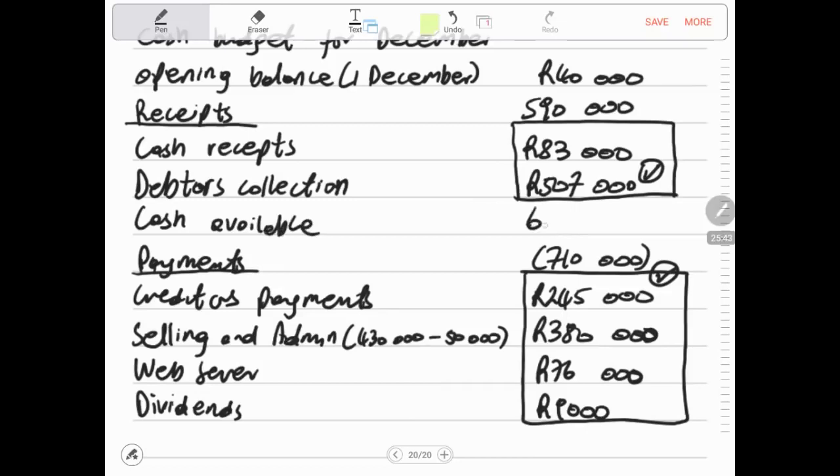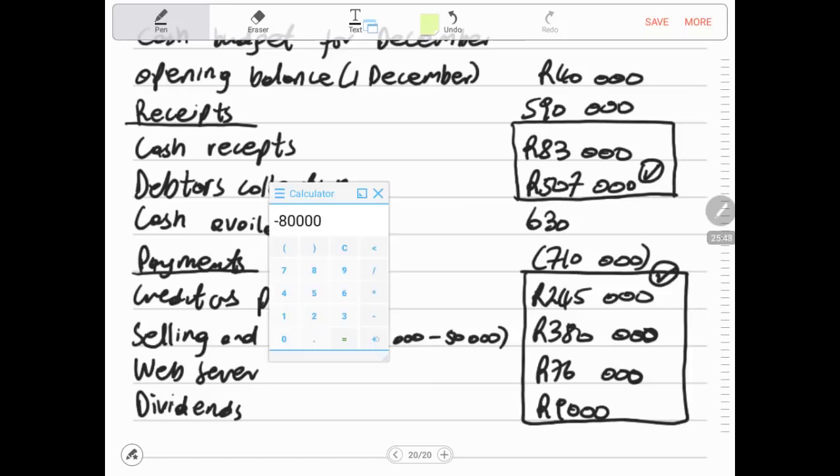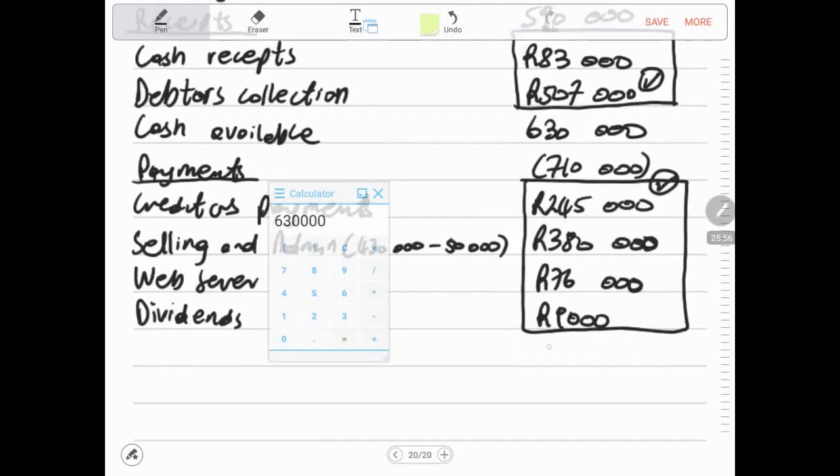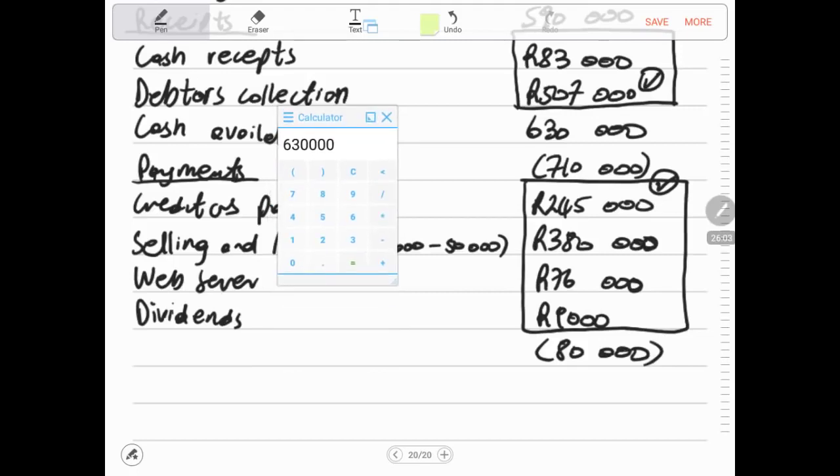And the cash that is available is 630,000. Let me just confirm. Plus 17,000. 630,000 rands. Then 630 minus this, it will give me negative 80,000 rands. Then getting this negative 80,000 rands, this will be a deficit. This is the deficit that is available.